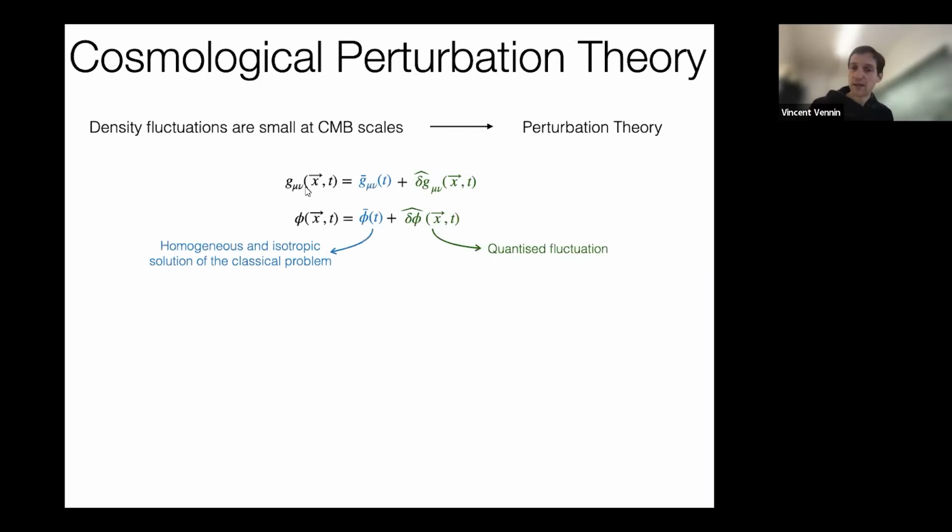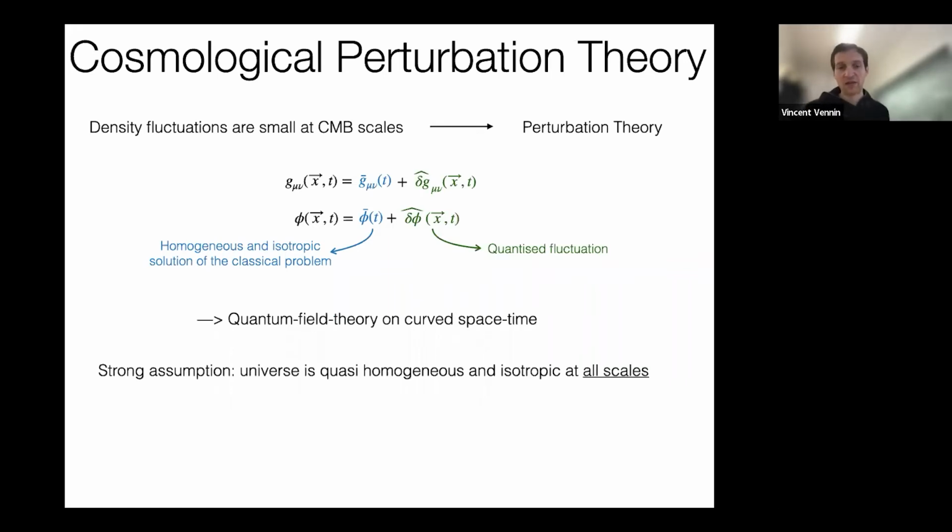So you take the full metric and the field. Here I assume that inflation is driven by a single scalar field for simplicity. And you expand those objects onto a classical function of time only, so a homogeneous component, which is a solution of the classical problem, so no quantum effects here. And then you add a small fluctuation and you quantize only those small fluctuations. So it's sort of a semi-classical or semi-quantum approach. You don't quantize the full metric, of course, because we don't know how to do that. You only quantize fluctuations. And when you do that, you end up with a quantum field theory in a curved space-time, and we have techniques to solve such quantum field theories.